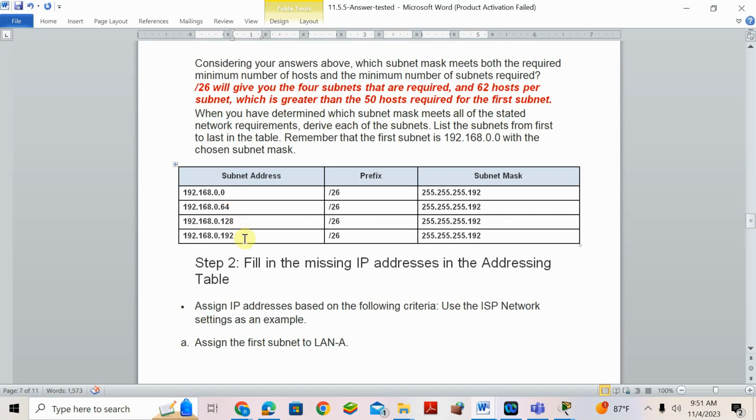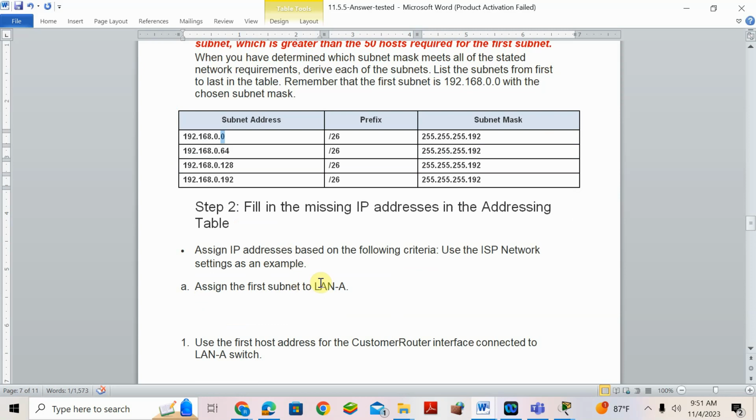Or we can say every network has how many addresses? 62, right? So 0 we will not take because 0 is the network address, 63 is the broadcast, the remaining we will take. So better to check where the last 1 is coming, and add that corresponding decimal value in the last octet. So 0, 64, 128, 192. These are the 4 subnets. Okay. Now we have to fill the IP address table.